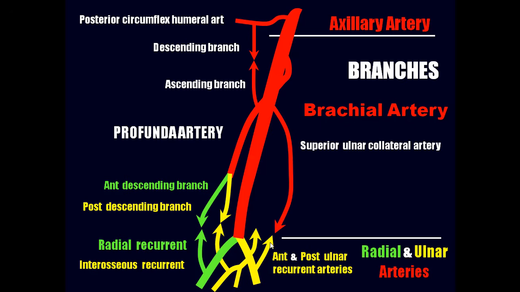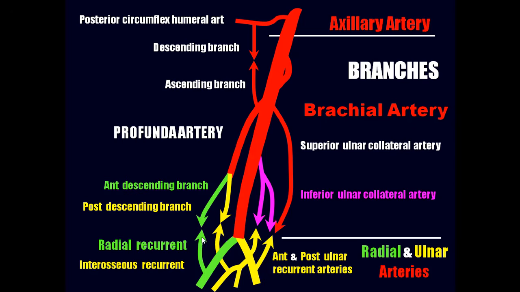Then the inferior ulnar collateral divides into an anterior branch and a posterior branch. The anterior branch anastomoses with the anterior ulnar recurrent. The posterior branch anastomoses with the posterior ulnar recurrent. Therefore, there is anastomosis around the elbow joint. We have superior arteries and inferior arteries from above. The anterior branch of the profunda with the radial recurrent artery, and the posterior branch of the profunda with the interosseous recurrent artery. These arteries anastomose around the lateral epicondyle.